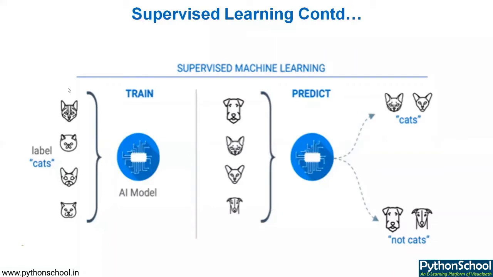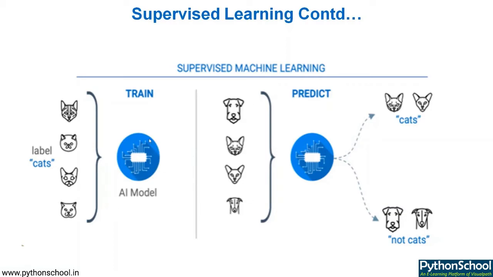Let us look at a visual example here. On the left-hand side, you have a training data set, and it contains some faces of cats. Now, the word cat itself is a label given to these kinds of faces. Then, on the right side, you have a data set which has cats as well as other animals.